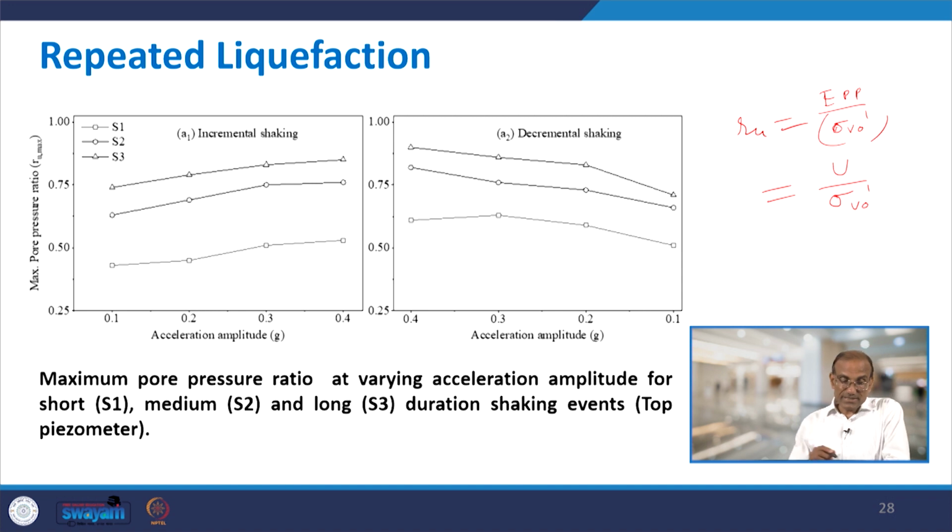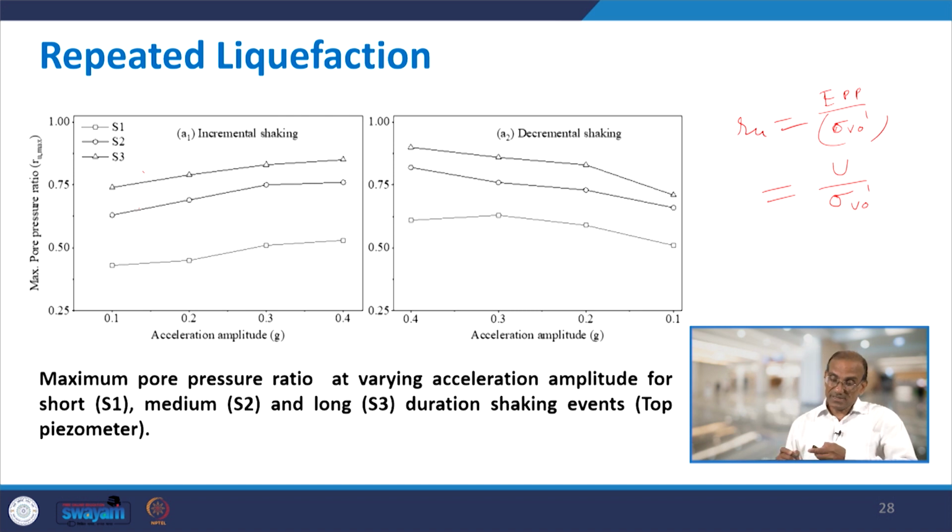So, what you see, for example, for the incremental shaking pattern, when you increase the acceleration amplitude, whether S1, S2, S3, S1 is the smallest shaking duration and S3 the largest. So, S3 is on the top and S1 is on the bottom. S1 is for 20 seconds, this is 40 seconds and 60 seconds. Now, for a given shaking duration, if I increase the acceleration amplitude, the pore pressure is increasing, which is expected with acceleration amplitude.